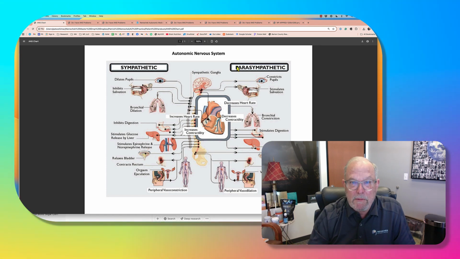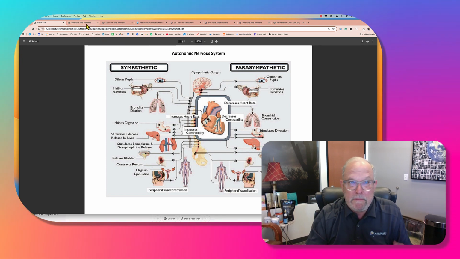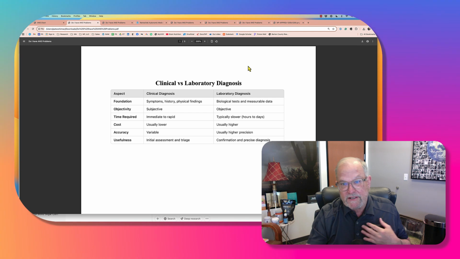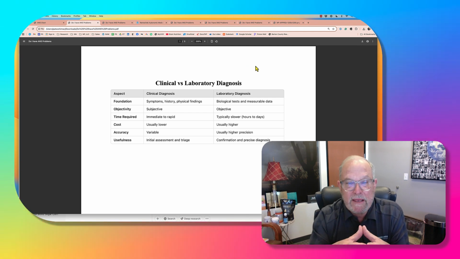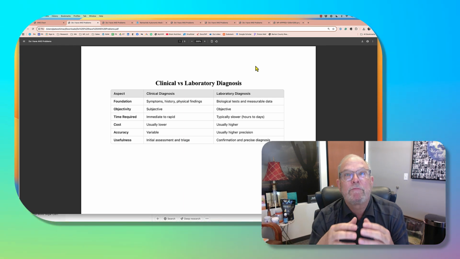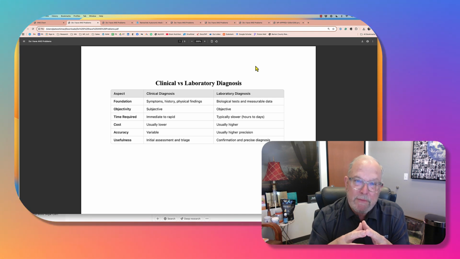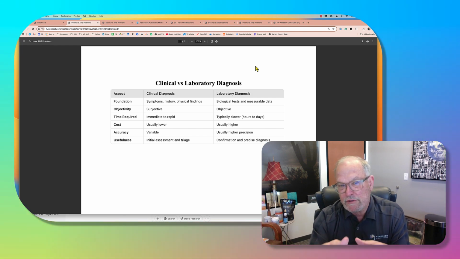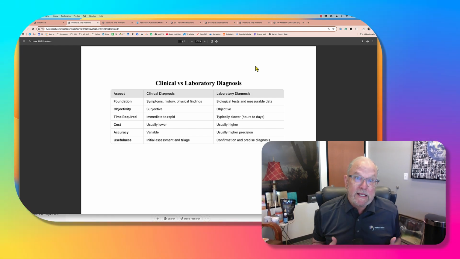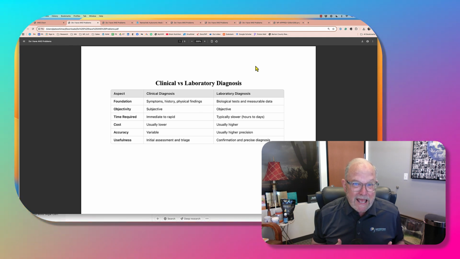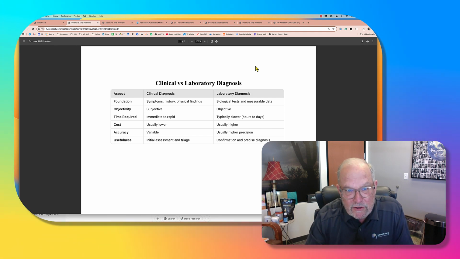Now, one of the problems with modern medicine, in my opinion, is everybody thinks you have to have a blood test or an x-ray or some kind of test to make a diagnosis. All right? Actually, most of medicine, and that's called the laboratory diagnosis, most medicine really goes off of clinical diagnoses. But it's just that doctors don't understand what that picture looks like in autonomic dysfunction.